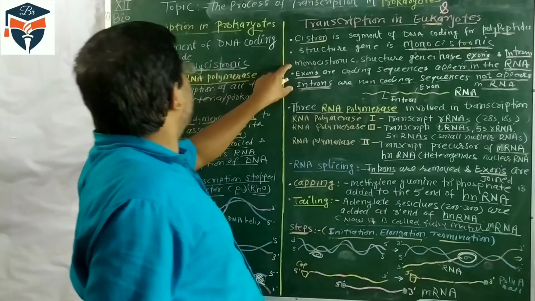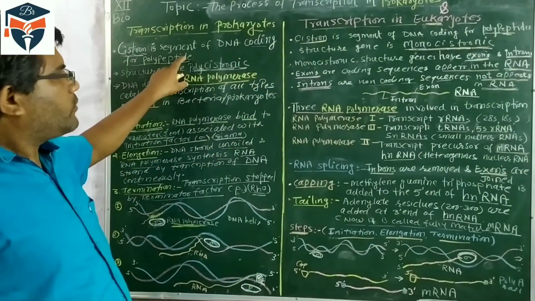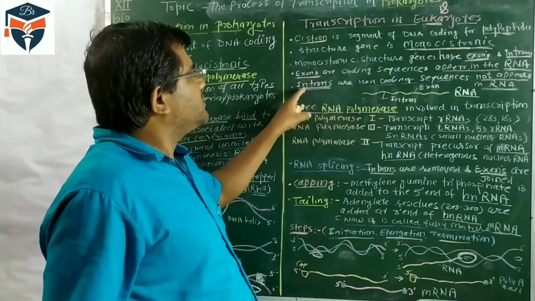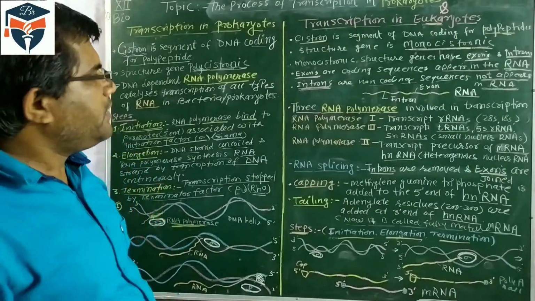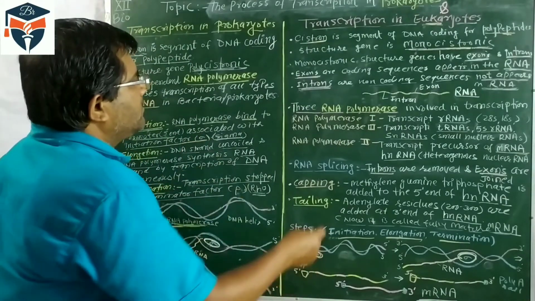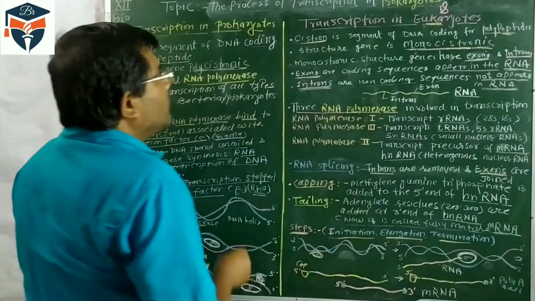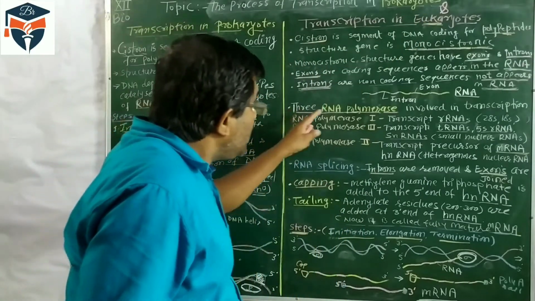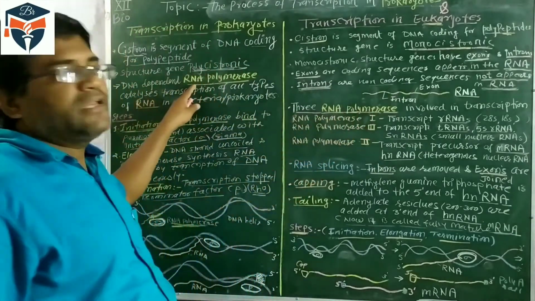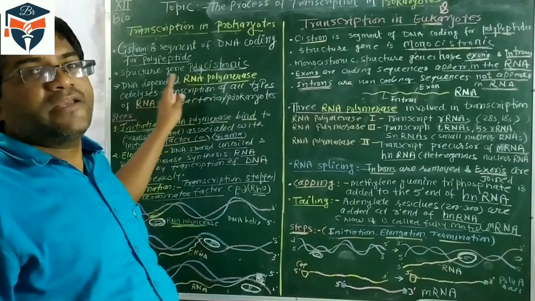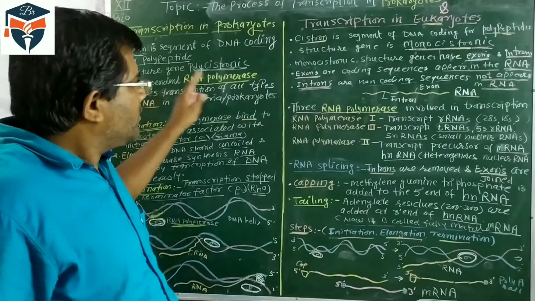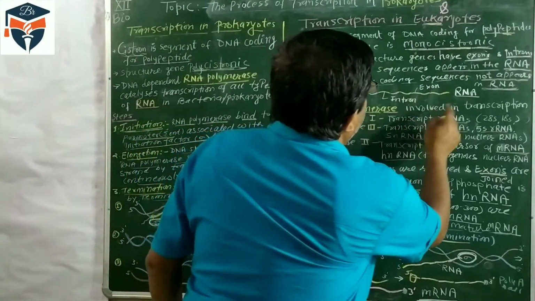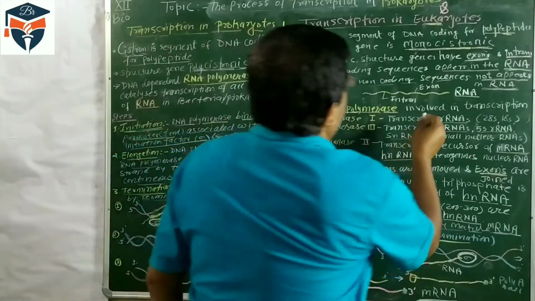So this is different from the prokaryotic. Prokaryotic genes are polycistronic, this is monocistronic, and in this monocistronic gene also exons and introns are present. The third important thing which differs is the RNA polymerase. In the transcription process in eukaryotes, three RNA polymerases are involved. In prokaryotes there was only a single RNA polymerase and it synthesized all the different types of RNA. But here three RNA polymerases are involved in the transcription. This is another difference.